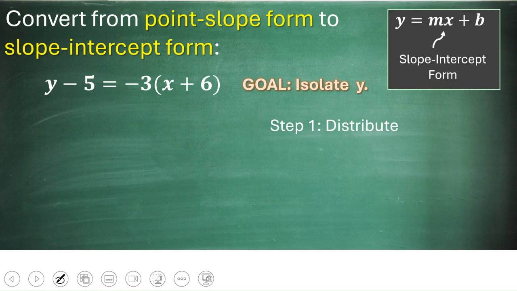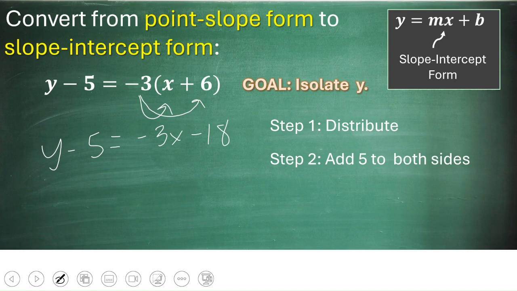So we distribute by multiplying -3 by x and by multiplying -3 by 6. And then we still have y minus 5 on the left side of our equation. Our next step is to add 5 to both sides because we're still trying to get y by itself. So I'm adding 5 to both sides.